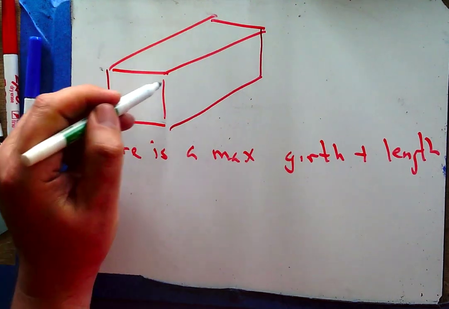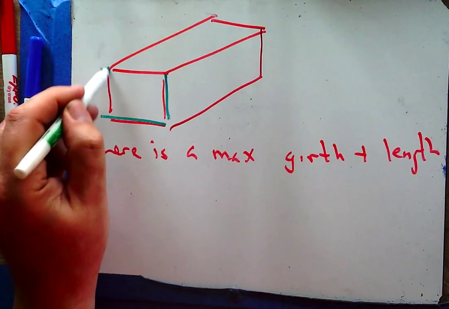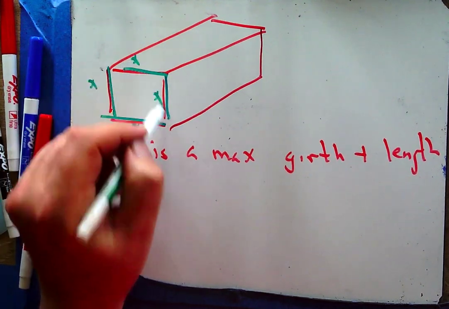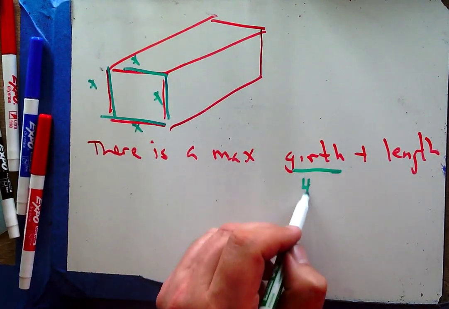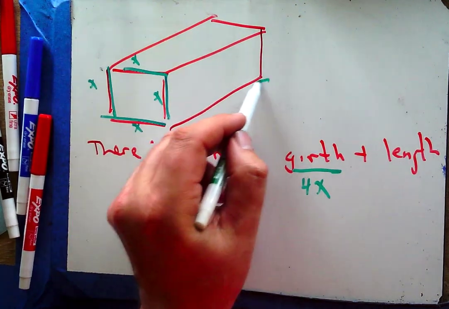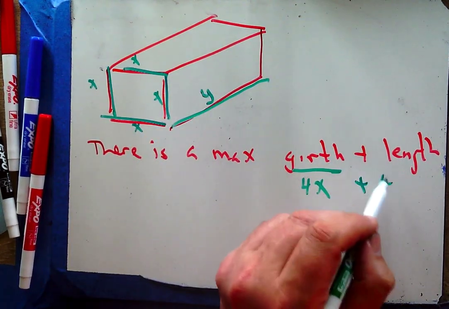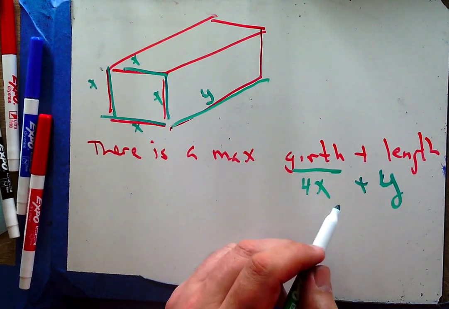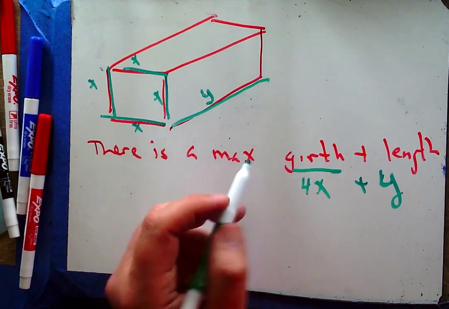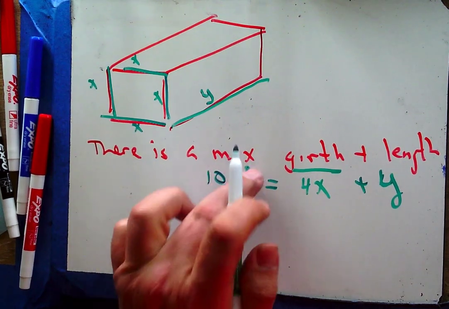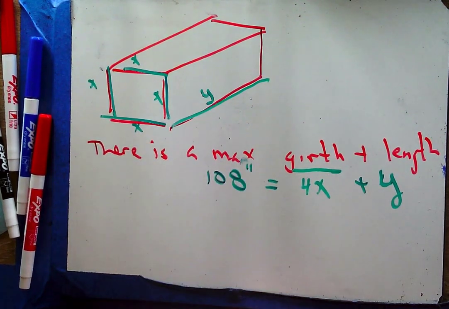So girth is this plus this plus this plus this. So if these are all x's, we're saying the girth is 4x. And the length, well, let's call that y. So what do we know about girth plus length? Well, I believe with the post office that they say maximum of 108 inches.